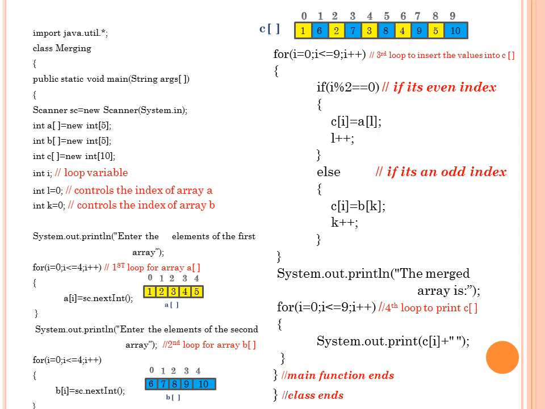it's written C of I equals to B of K, and K initially is equal to 0. So B of 0 will give the value to C of 1 because the value of I has become 1, and K increments and becomes 1. So in this way, by implementing the concept of even and odd, the values of A and B will be inserted into C in an alternate manner. And the last loop is used to print the merged array, that is the array C.